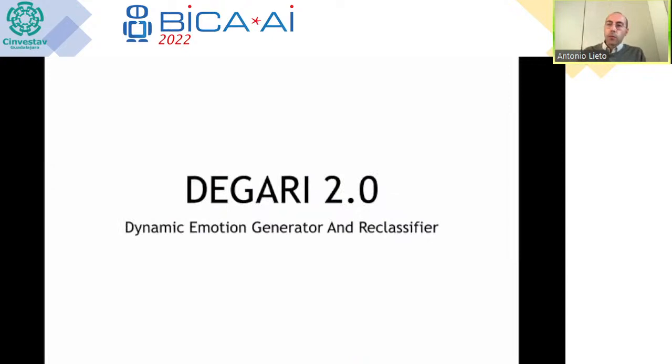So today I'm going to talk about an evolution of, let's say, this overall framework. It is not actually an evolution, but it is a novel application of the framework, which extends a previous system, which was called Degari. It is a system that is able to dynamically generate, let's say, emotional classes and dynamically classify elements within this novel emotional category.